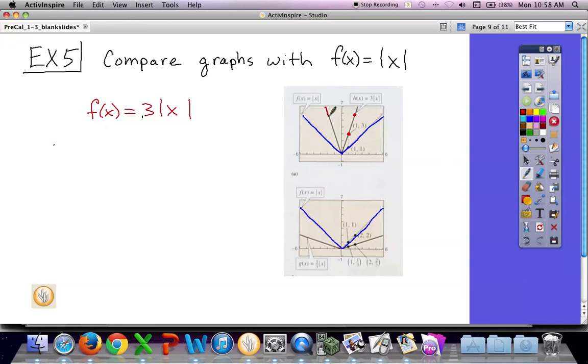So look at the V. When I multiply the absolute value by 3, what did it do to the V? It made it go up faster. As you're going away from x equals 0, it's going up faster because all the y values are being multiplied by 3. So when the function is multiplied by a number greater than 1, that's called a stretch. Greater than 1 means stretch, which means the graph goes up faster.